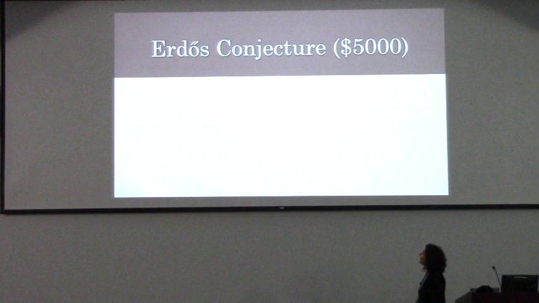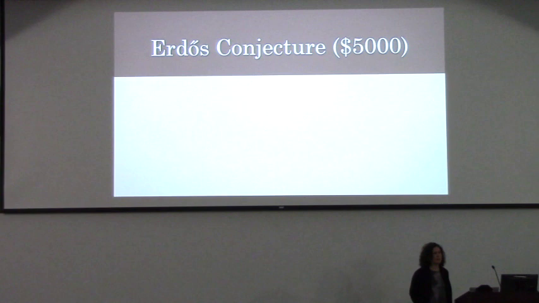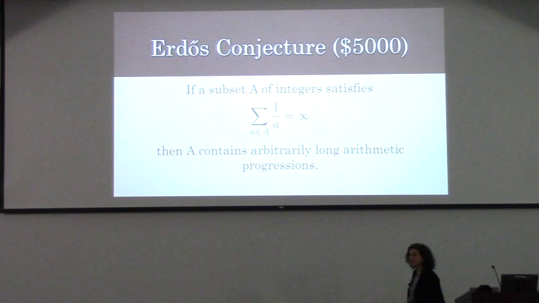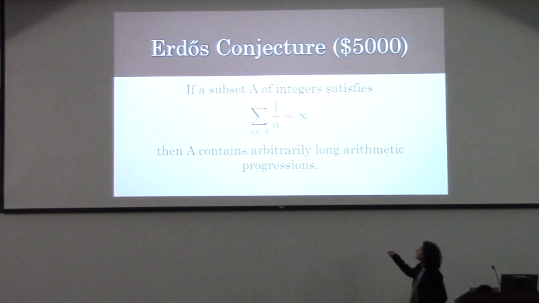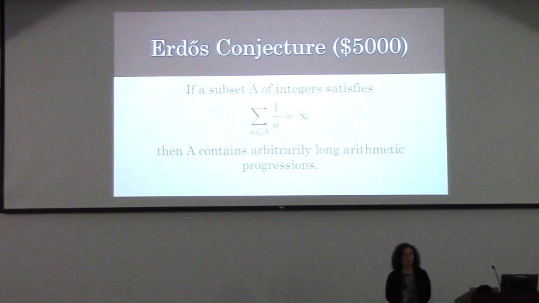It's worth $5,000. Erdős liked to put prizes, and $5,000 I think was the most he ever put on a prize. And what this says is the following: if you have a subset of the integers, back to the integers, that satisfies this very simple property that the sum of the reciprocals diverges. So what that means is that if I add up the reciprocals, so 1 over a for each a inside this set of integers, it gets bigger than whatever you want.